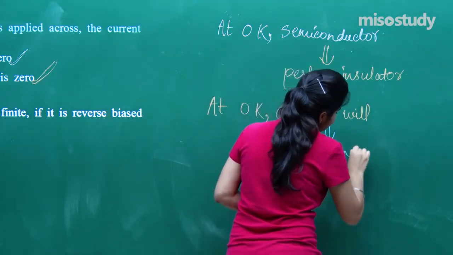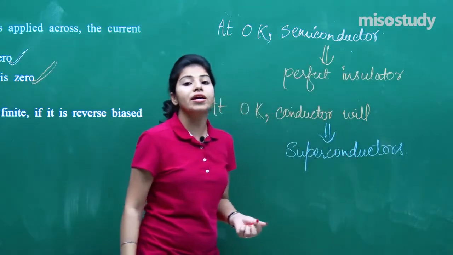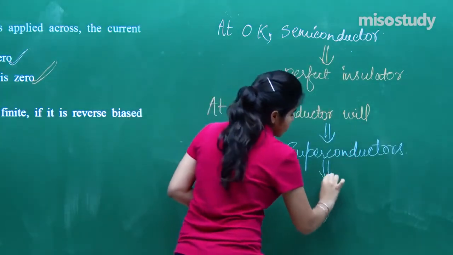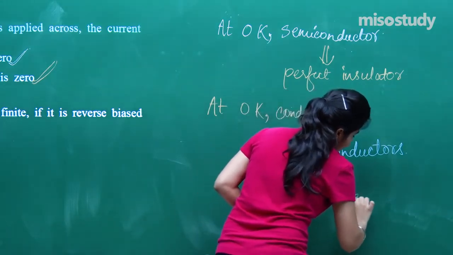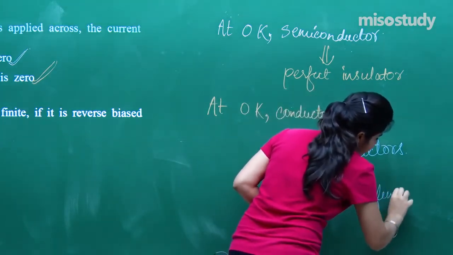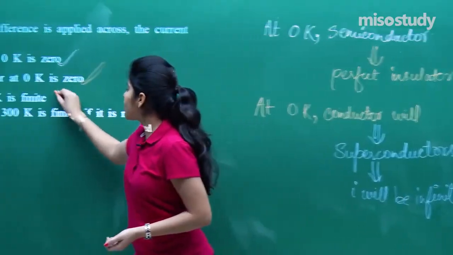And what is the property of superconductors? That the current flowing will be infinite. Current, that is I, will be infinite. But in the option we have been given that this will be finite. So this is not the correct option.